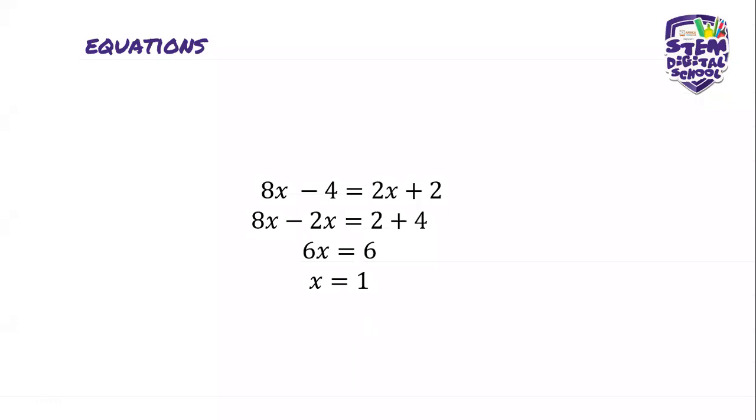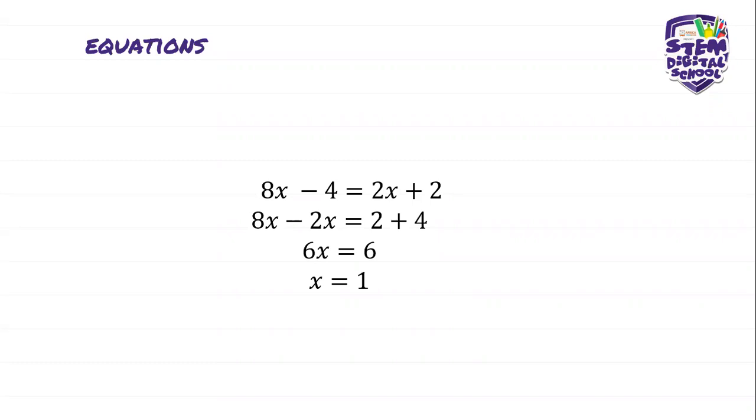So once you have done this, you group them together. Now the x terms are together, 8x minus 2x, and on the right-hand side, you have 2 plus 4. And of course, 8 minus 2 gives you 6. So you have 6x on the left-hand side, and 2 plus 4 is also 6. So to get to 1, by inspection, you can just see that if you multiply 6 by 1, you get 6. So that's the conclusion. x is equal to 1.